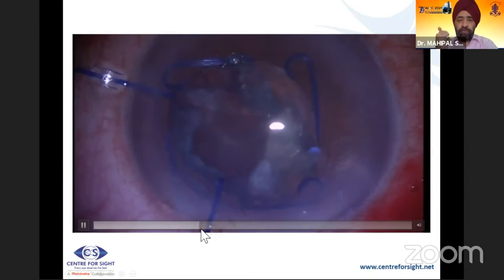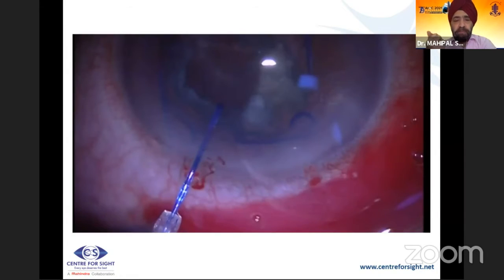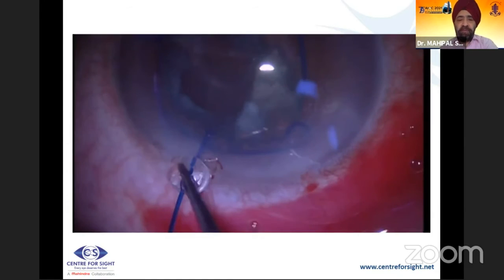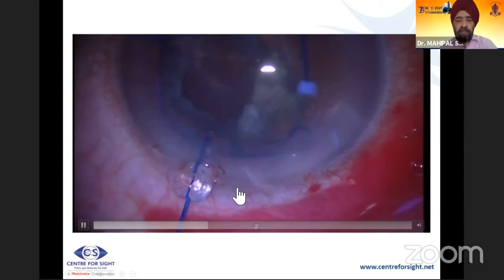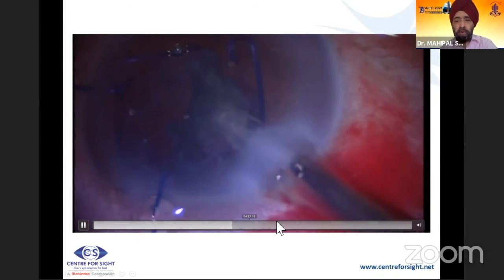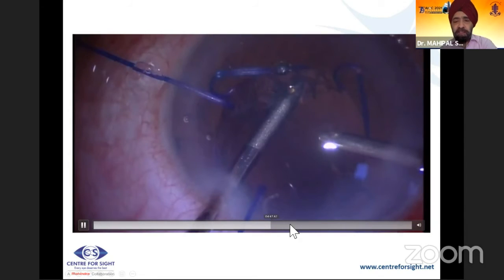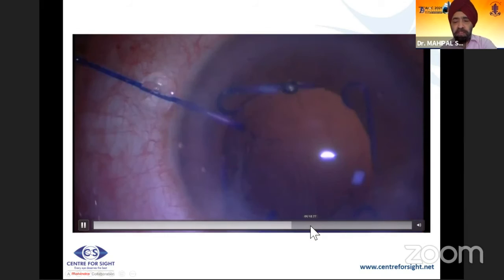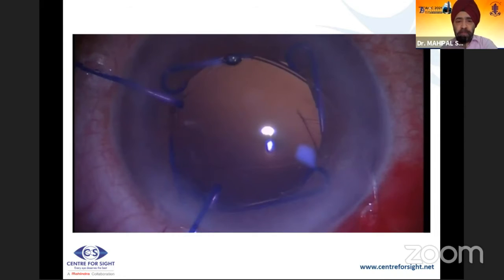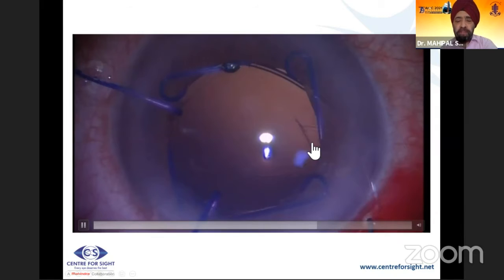So friends, I have shown you here the iris Malugan ring that has been put, a capsulotomy that has been done, a nucleotomy that was done with the femto laser, and then we are using capsular hook, iris hooks in this particular case to support the capsule. And you can see here that we are able to, with this support, take out the entire epinucleus. Then the nucleus is being taken out, and you can see that we have been able to maintain the capsular bag.